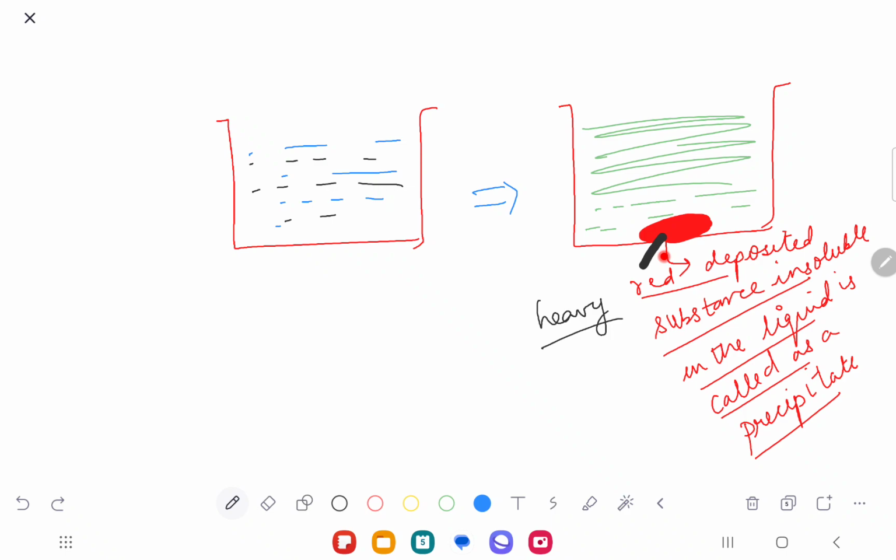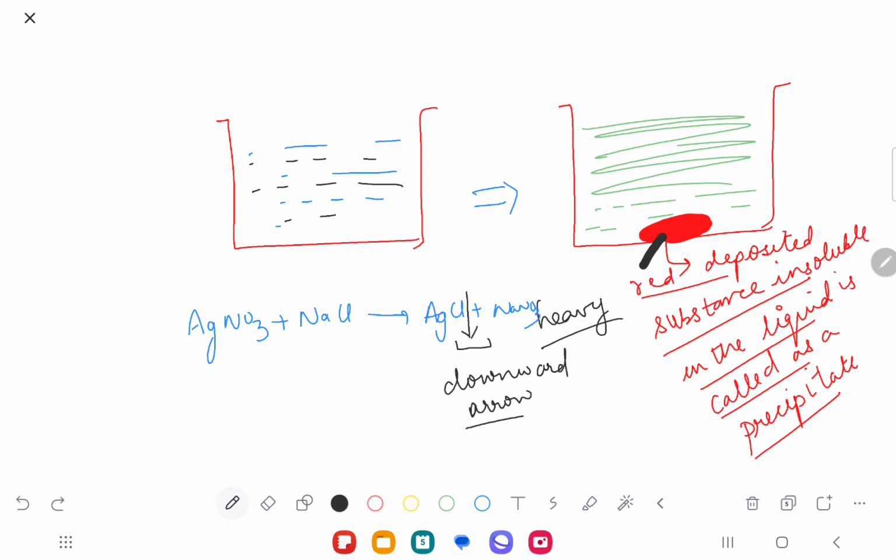So if I write down an equation like this, AgNO3 plus NaCl, I will get AgCl and NaNO3. So AgCl shall be precipitating down, so I put a downward arrow. Downward arrow, if I'm representing it on the equation, that means what? A downward arrow indicates the formation of a precipitate. You understand the formation of a precipitate. Understood or not? Right? So that is the concept.